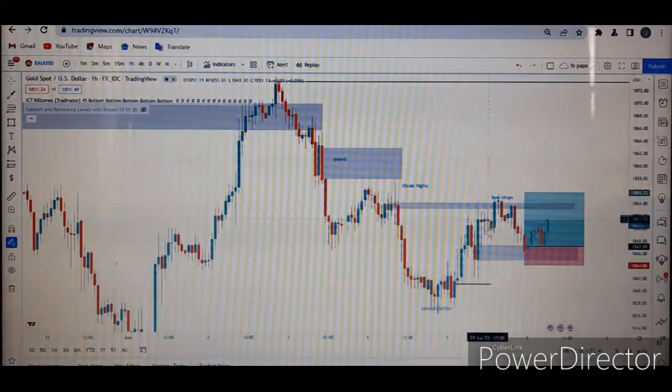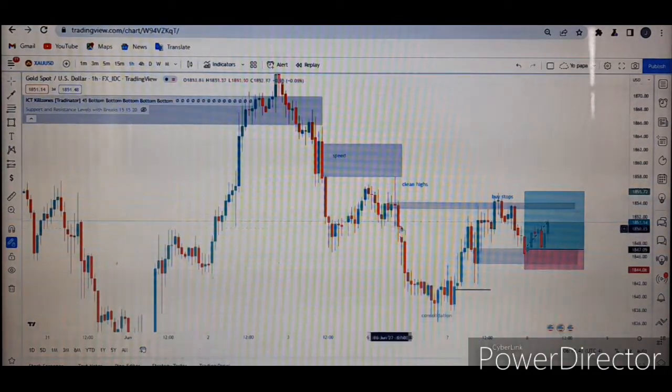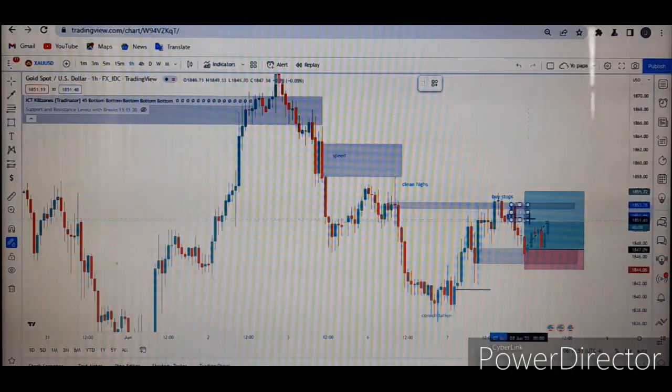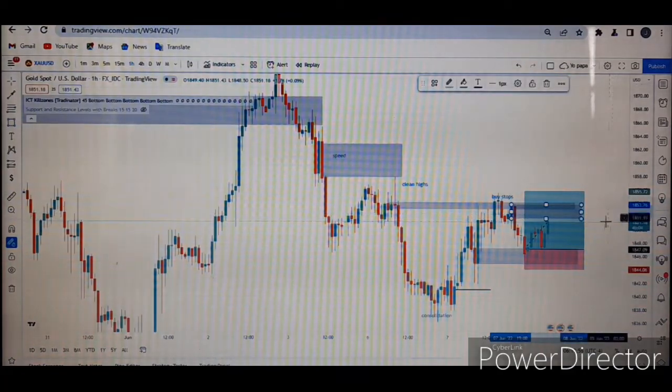This high is just liquidity. So you'll find people who don't understand order blocks and such. They will be highlighting this order block and wanting to sell from here, not knowing that above here is liquidity.